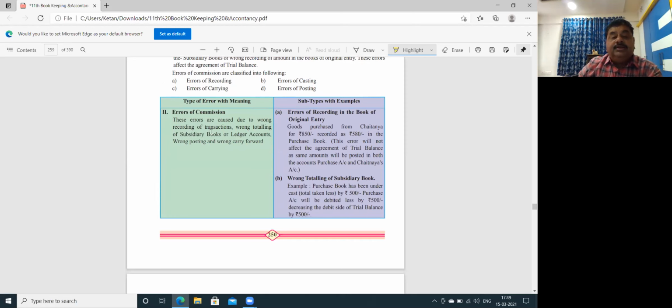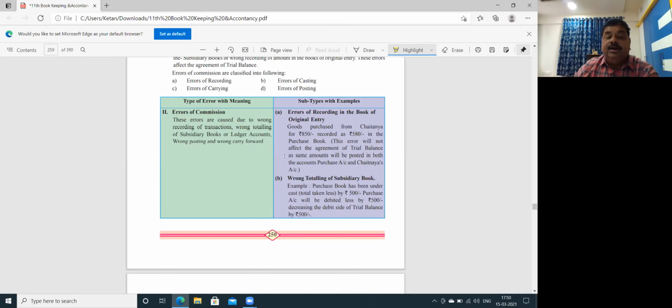Now here errors of commission. These errors are caused due to wrong recording of transactions, wrong totaling of subsidiary books or ledger account, wrong posting and wrong carry forwards. Subtypes with the example. Errors of recording in the books of original entry. Goods purchased from Chaitanya 850 recorded उल्टा 580. मतलब ऐसा उल्टा नहीं, मतलब अमाउंट का गड़बड़ कर दिया in the purchase book.